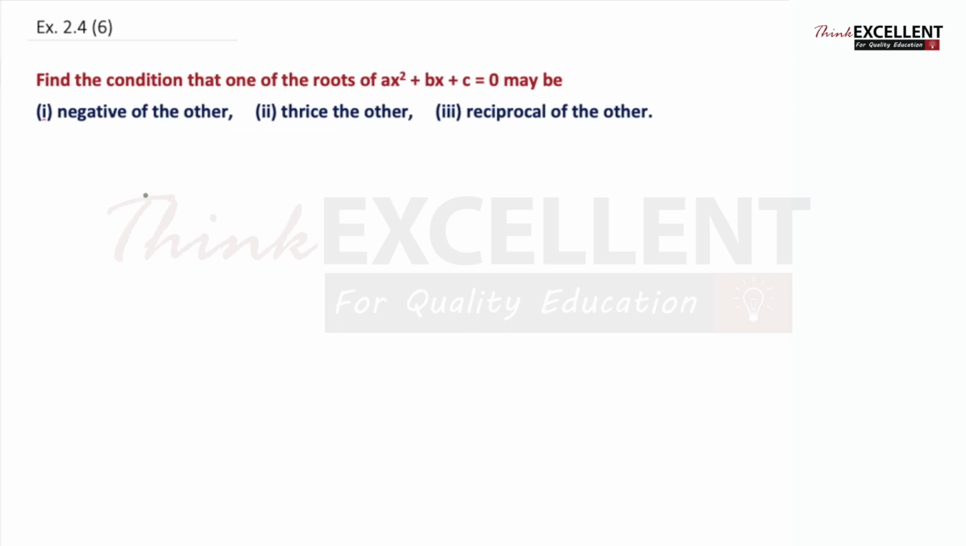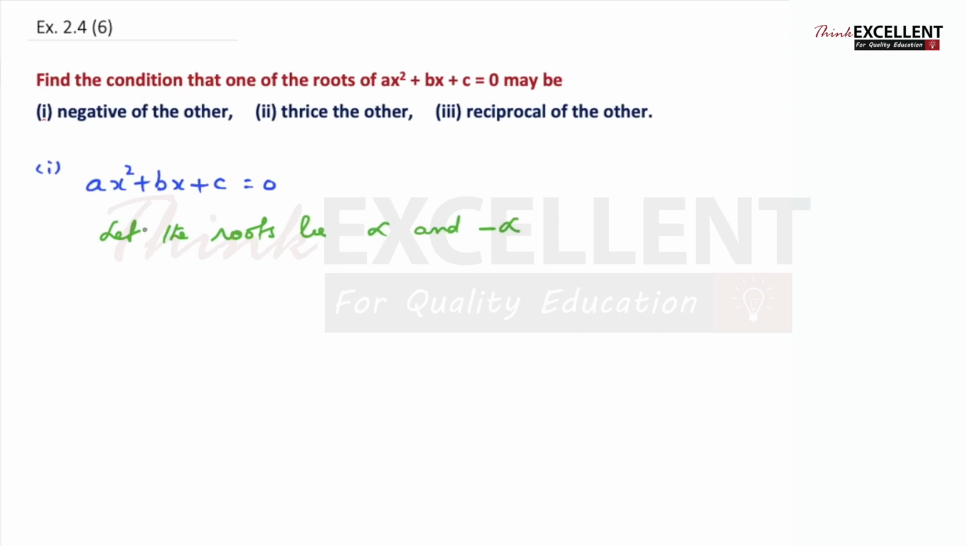Okay, so the given equation is the standard form ax square plus bx plus c equal to 0. So we do the first one. Here what they said, one root is negative of the other. So we take like this, let the roots be alpha and minus alpha, right? Because one root is negative of the other.